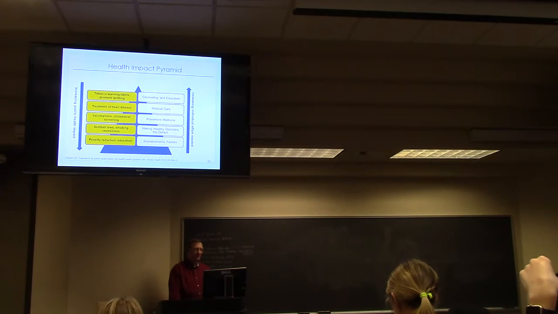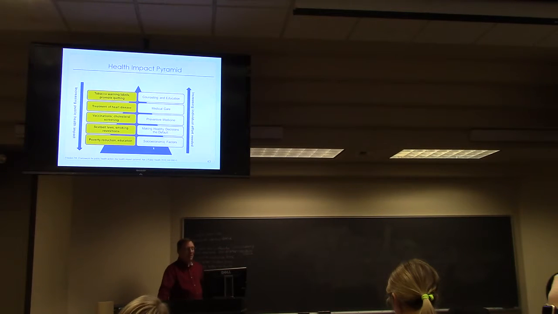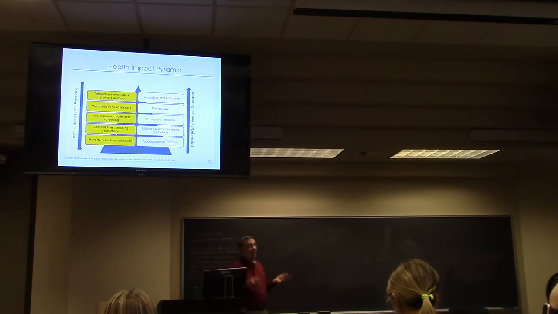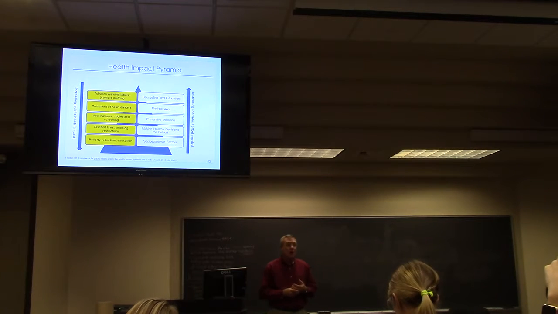Let's see here. Here are some examples of activities that fall within these categories. Counseling and education could be tobacco warning labels or promoting quitting. Medical care is treatment of heart disease, for example. Preventive medicine is vaccinations and cholesterol screening. Making health decisions the default includes seatbelt laws and smoking restrictions. Those are laws the government puts out to kind of lean people in the direction of a healthy behavior. So laws try to create default behaviors.